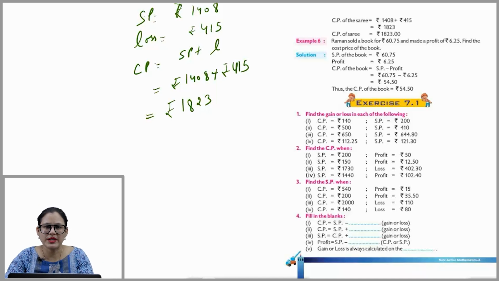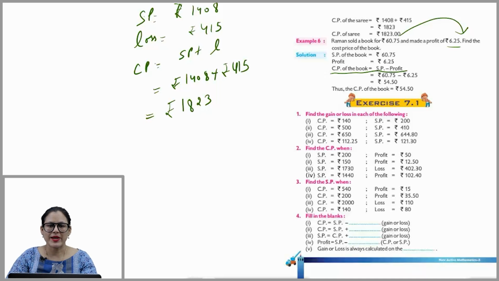Example 6. Raman sold a book for rupees 60.75 and made a profit of 6.25. Find the cost price of the book. Now, in this case, what will we do? Here we have been given profit. Now we will use this formula: CP is equal to SP minus profit. Okay, if we subtract profit from SP, we will get the CP.